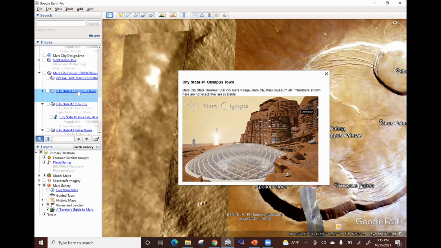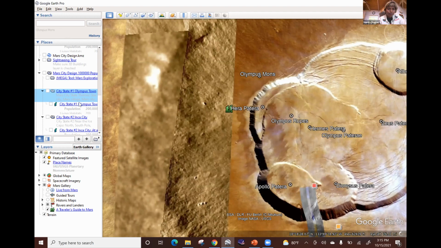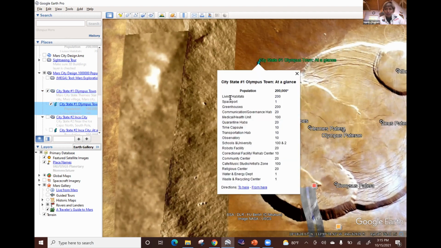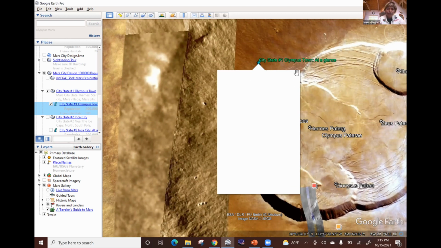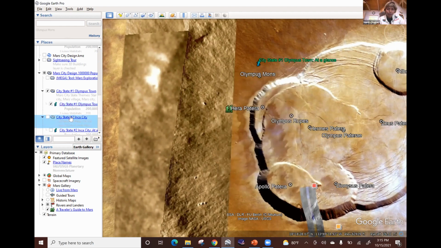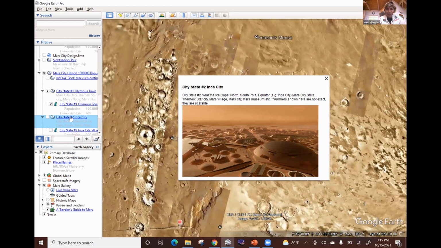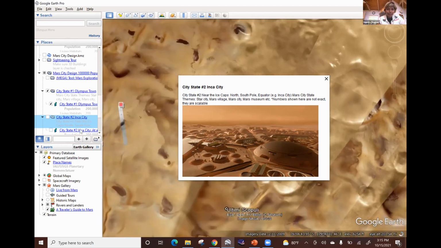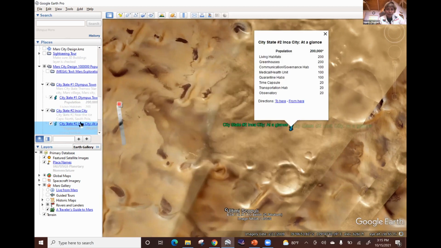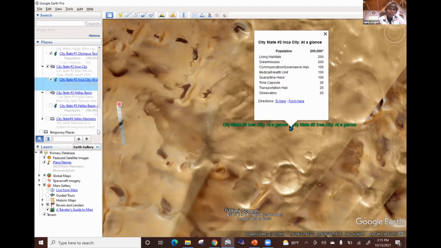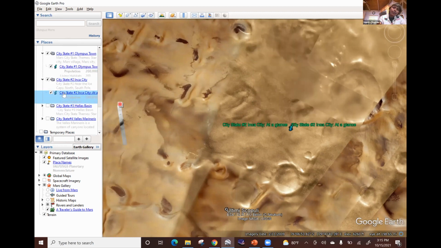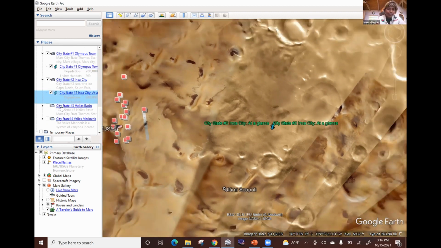So here, Olympus City is here. And for each city, we will have these data sheets here. For each city, we need all this. We come up with a rough calculation. And then from Olympus City, let's go to Inca City. It looks somewhat similar, but we're still working on the design. And for Inca City, we have a similar situation. And then this is Hellas Basin.